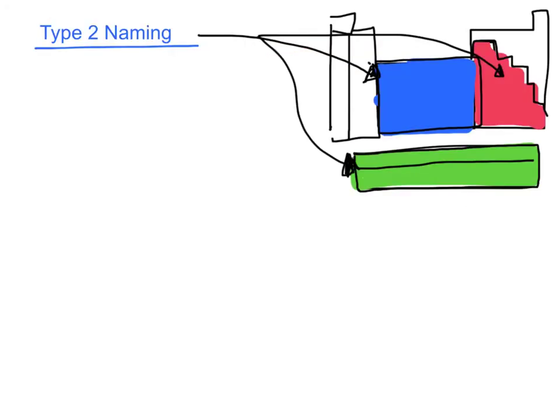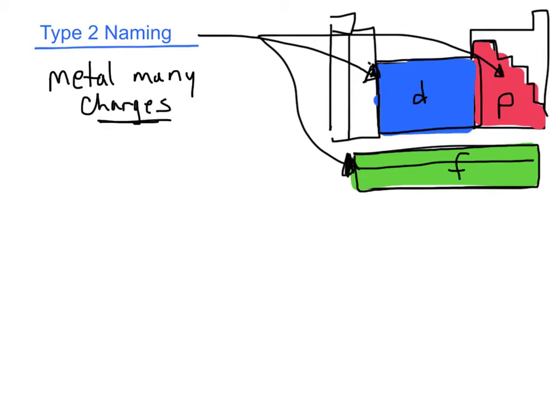Okay, type 2 naming is when you have something in the D area, the F area, or the lower P area. These are metals that have many charges. So we've got to remember they're metals and they have many charges. Now because they have many charges, we have to let people know what charge we're using.